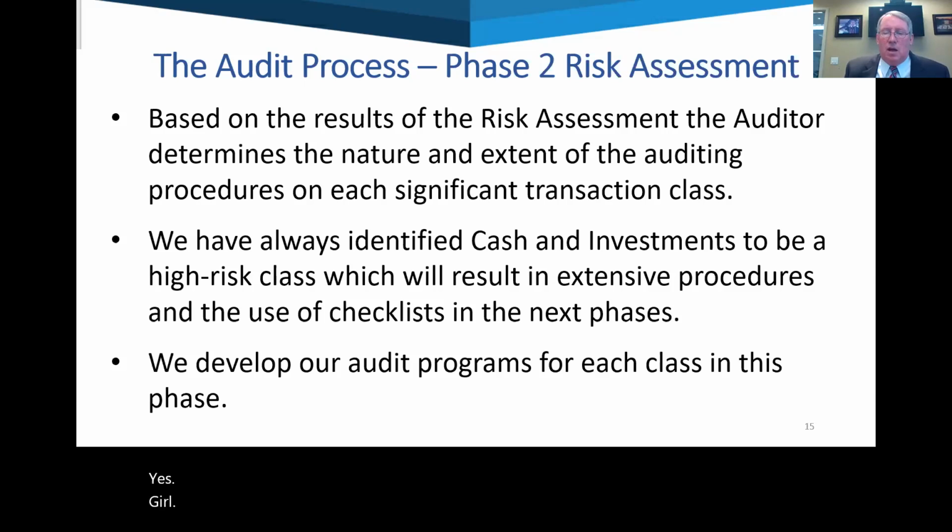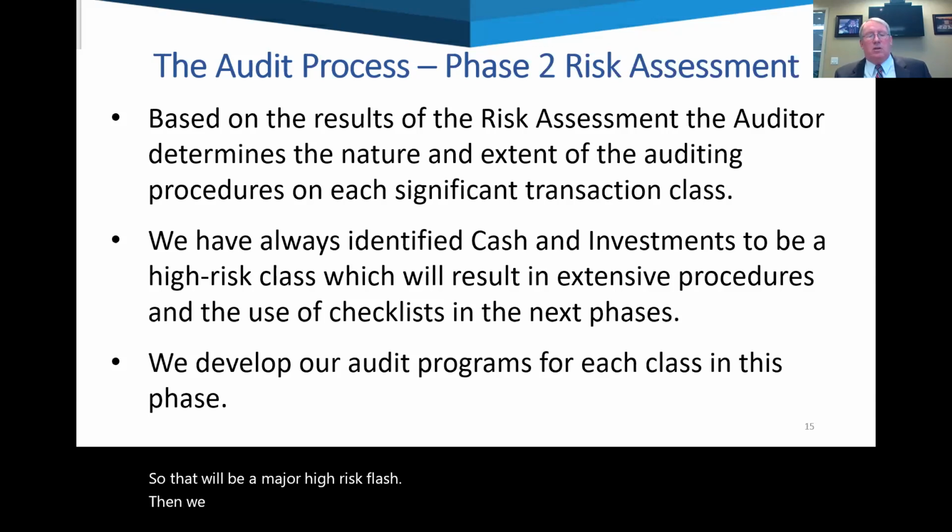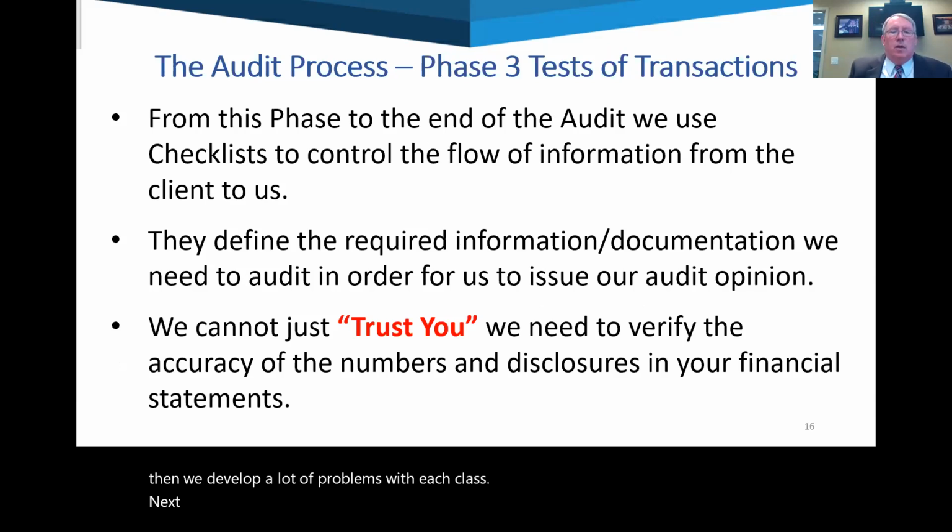So cash and investments are by far, and how you do it at the treasurer collectors, how the collectors receive all of that major source of money when you get in, the real estate, the personal property tax, the motor vehicle, the water, sewer, that's where all the money is. And so that will be a major high-risk class, regardless of how you spend your money, payroll, vendor, etc. Debt service, extremely important. And then we develop our audit program for each class in this phase. The next slide, please.